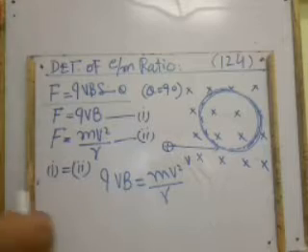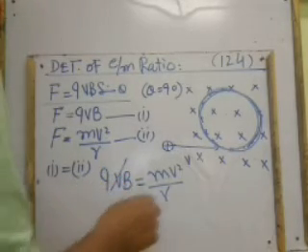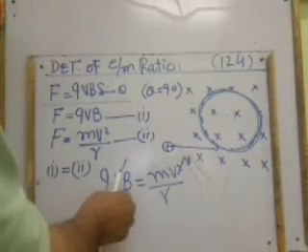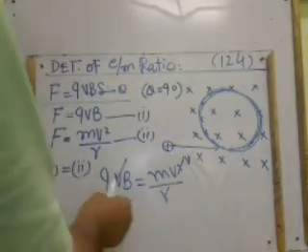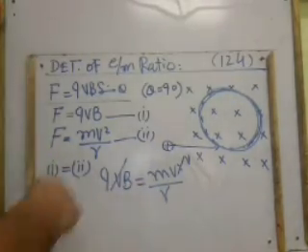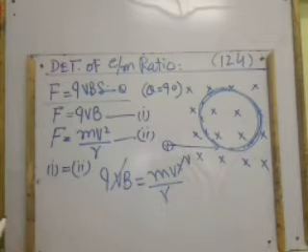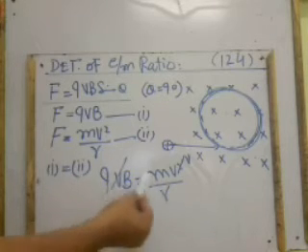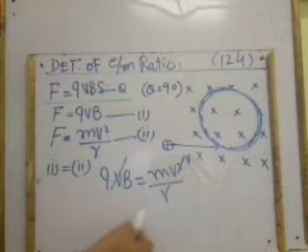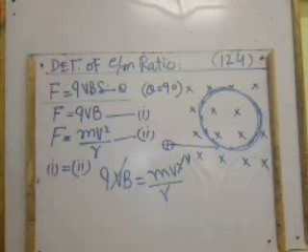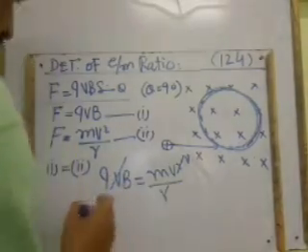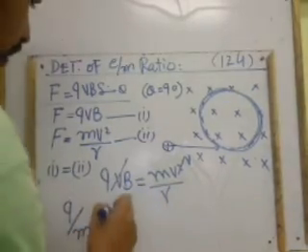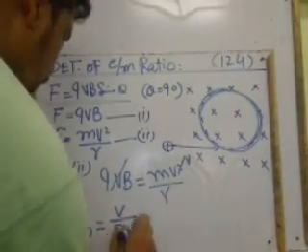Cancelling some factors like v from both sides. Here we have v square and on the other side one v, so we can cancel one v on both sides; or simply we can divide both sides by v. And finally we have an equation like Q divided by m is equal to v divided by B r.